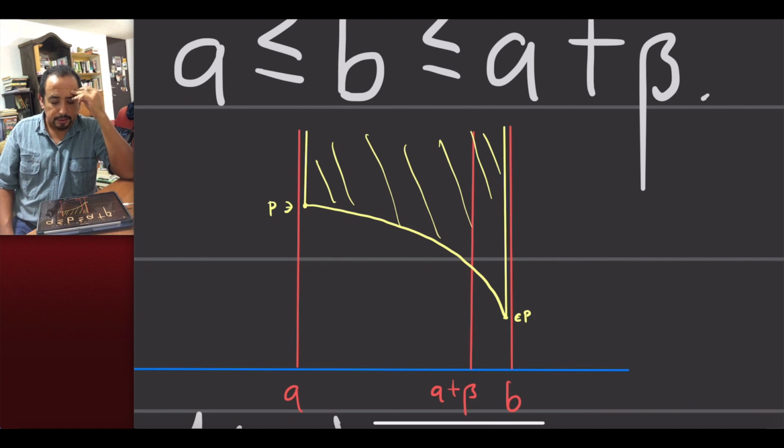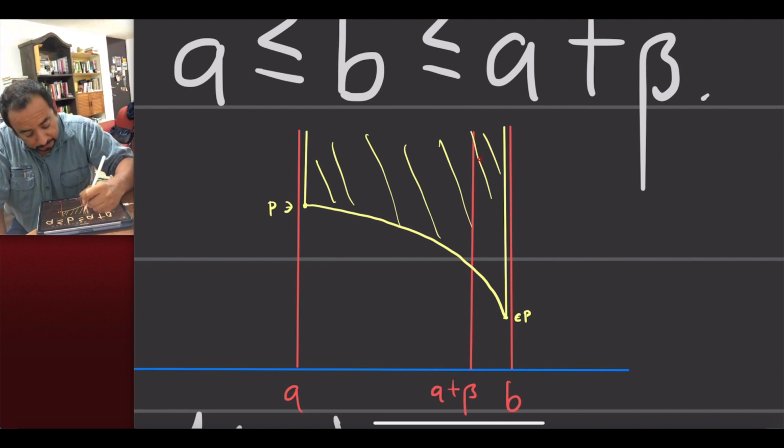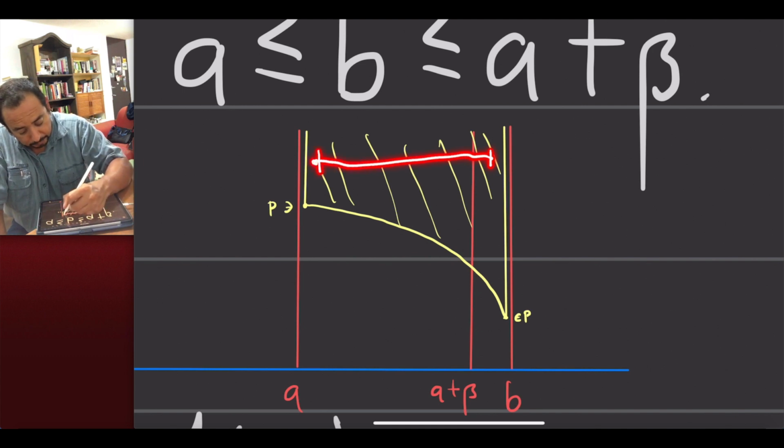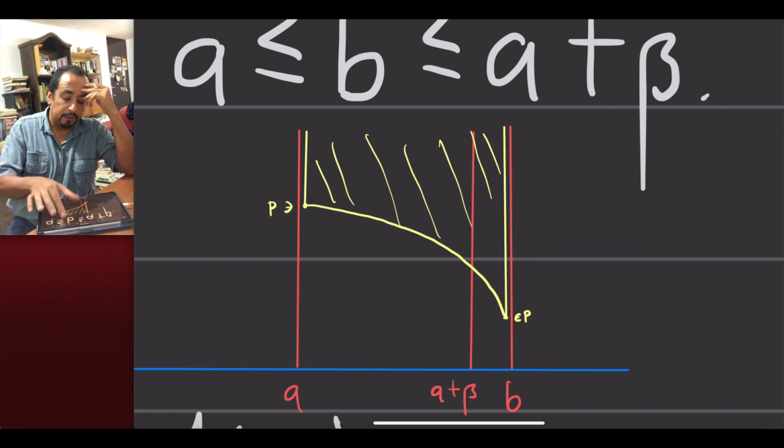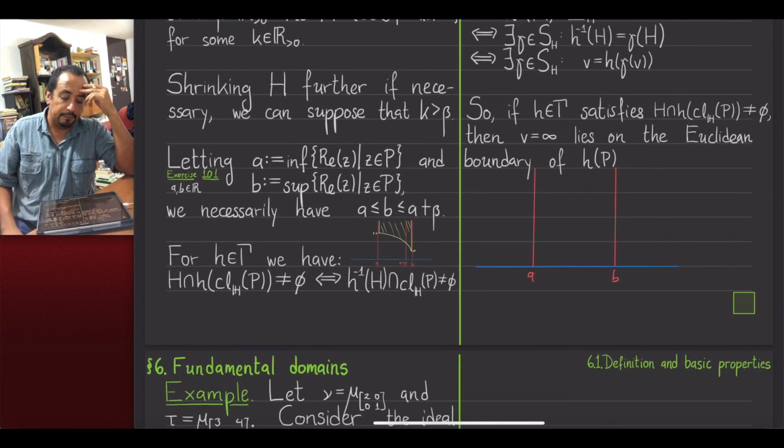All right, but then you can take some point here. So let's say a bit further, around here, and that point is equivalent, by translation by beta, to a point here. But translation by beta is an element of gamma v, so it's an element of gamma. So you obtain 2 points in P that are gamma equivalent, but that goes against the very definition of being a fundamental domain.